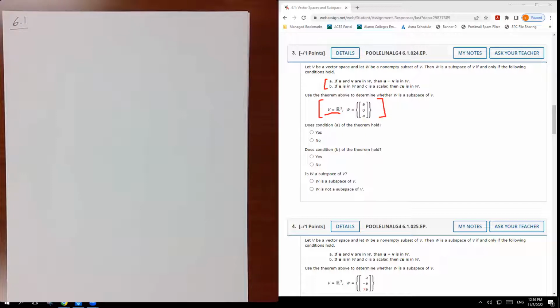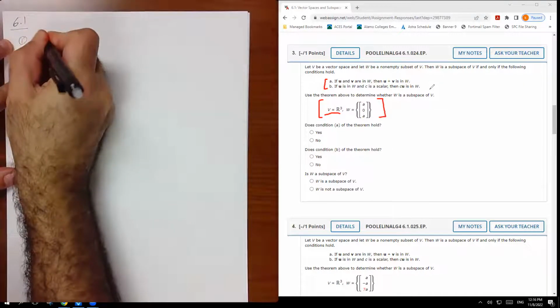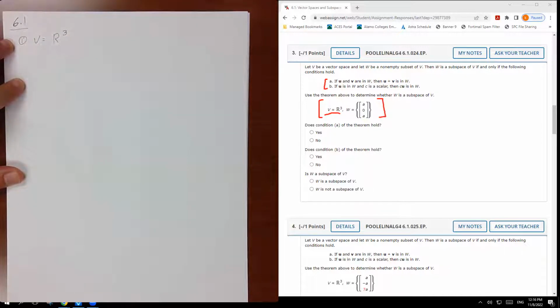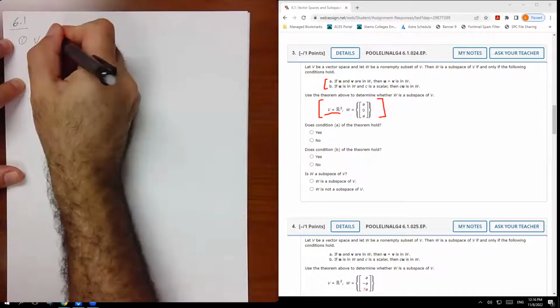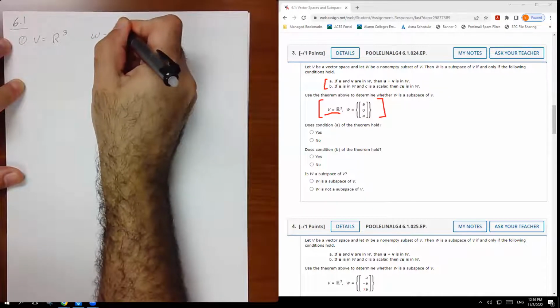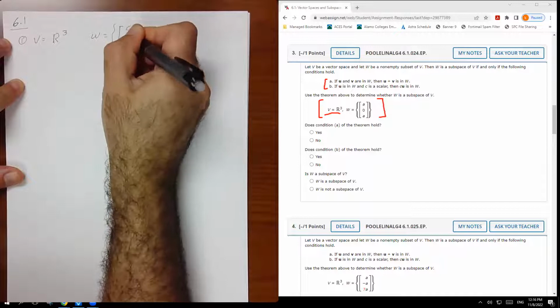W looks like this vector: A, the first component is A, the second component is 0, the third one is A. So now you need to prove the first one, A, and you need to prove B. Let's check how we're going to work on this one. So I already know V is equal to R3, and W looks like this: A, 0, and A.